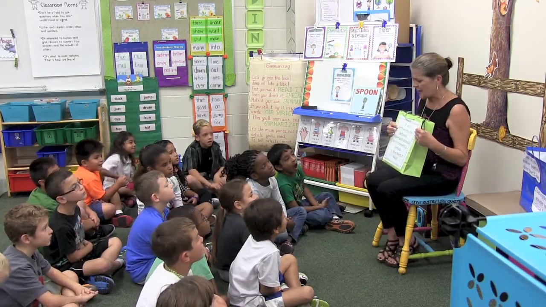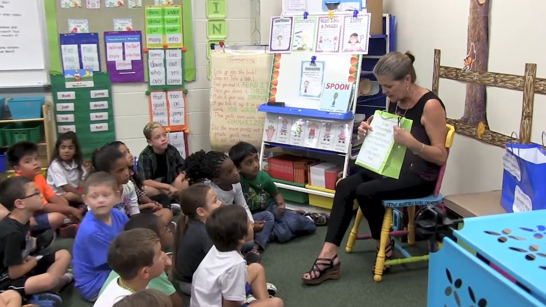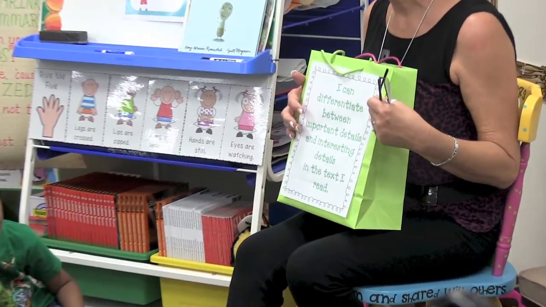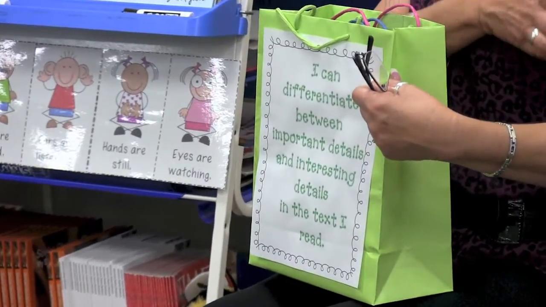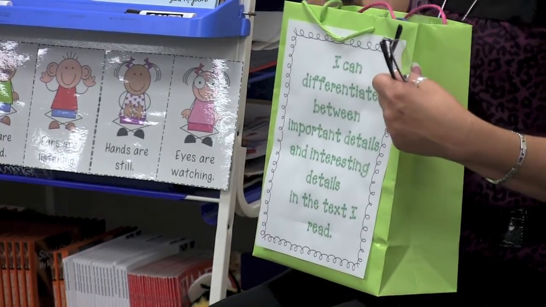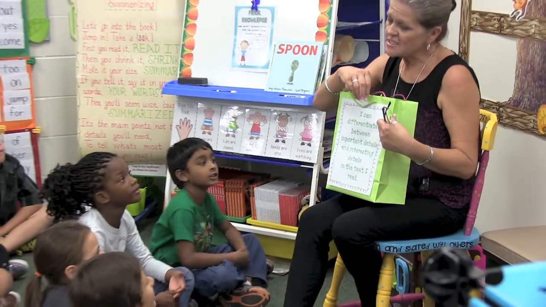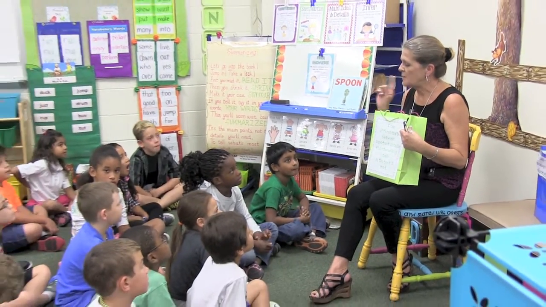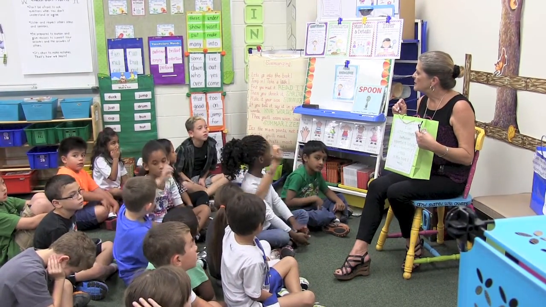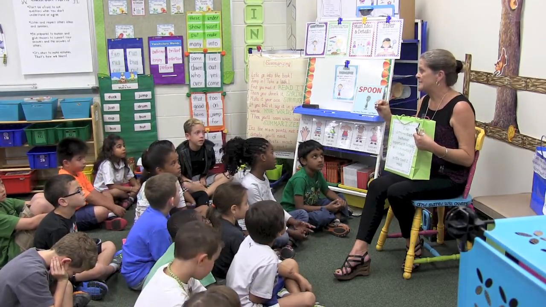Big word here today that I know you're going to know what this big word means. It's if I can differentiate between important details and interesting details in the text I read. And we all learned how to do that, correct? Yes. When we read the book Thunder Cake we figured out what the key details were and what the interesting ones were. Who remembers an interesting one from that book? Mika? That she was afraid of the thunder. Well, that was the key detail.